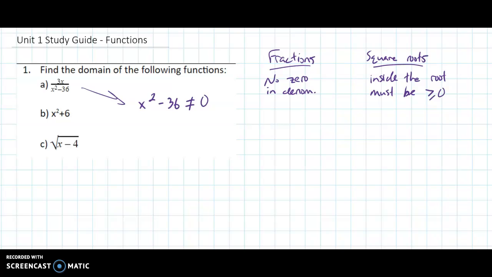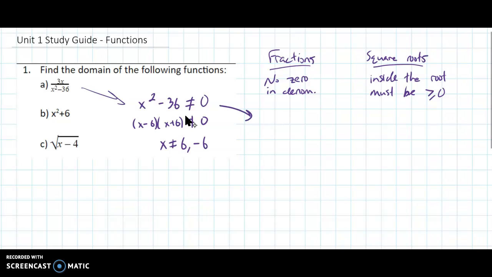There's two ways to solve this, or two ways that jump out to me to solve this. First would be to factor, because it's a difference of two squares. X minus 6 times x plus 6 is not equal to 0. And what's that give me? X can't be 6 or negative 6. This 6 comes from the minus, and this one comes from that.